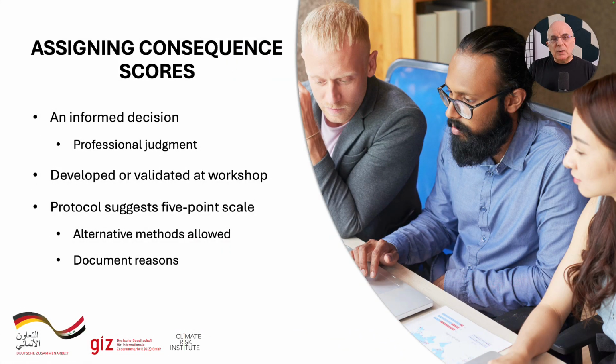Assigning consequence scores is an informed decision based on professional judgment. We either develop these independently and validate them at a workshop, or do the entire development within the workshop setting. The protocol suggests a 5-point scale, but as always, users may use any scale that they deem to be appropriate for their work, as long as they document their reasons why.